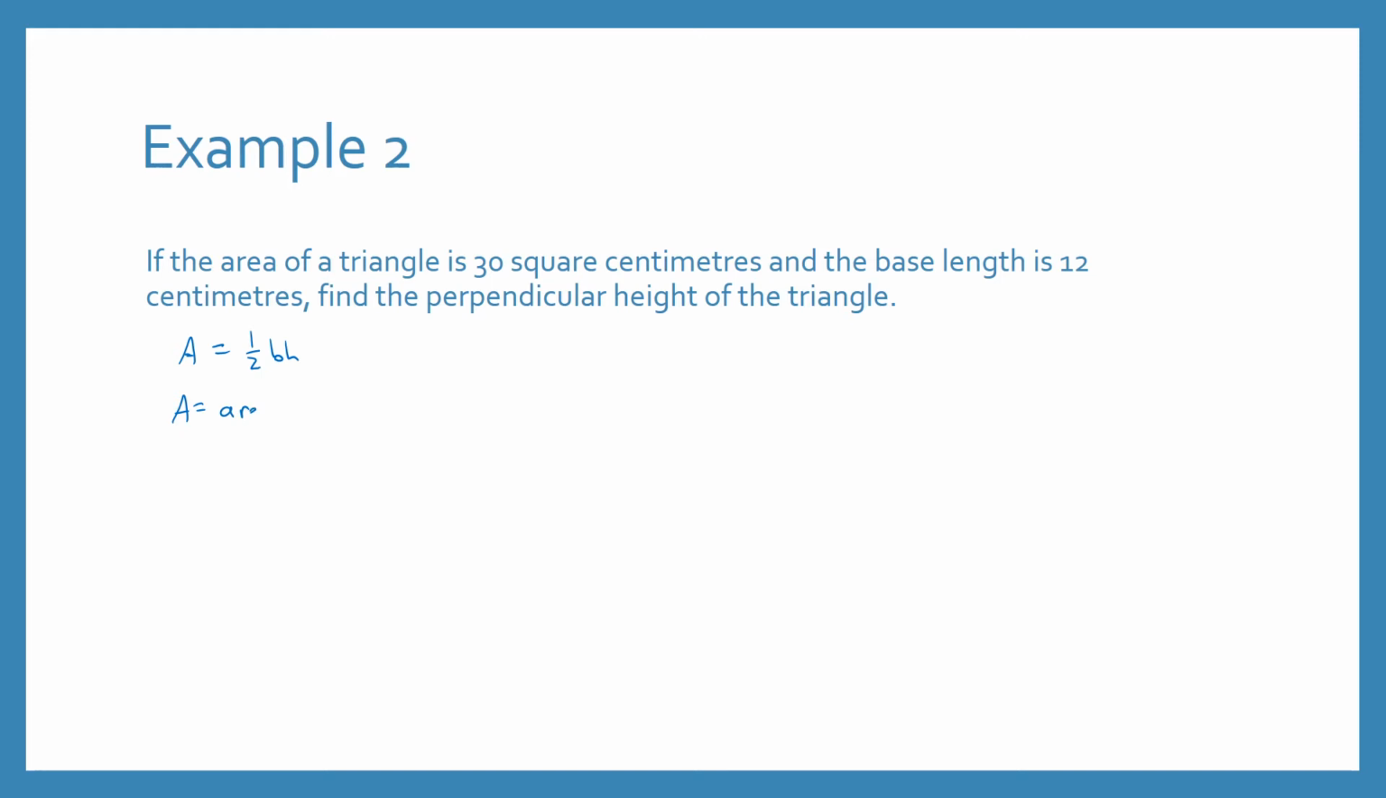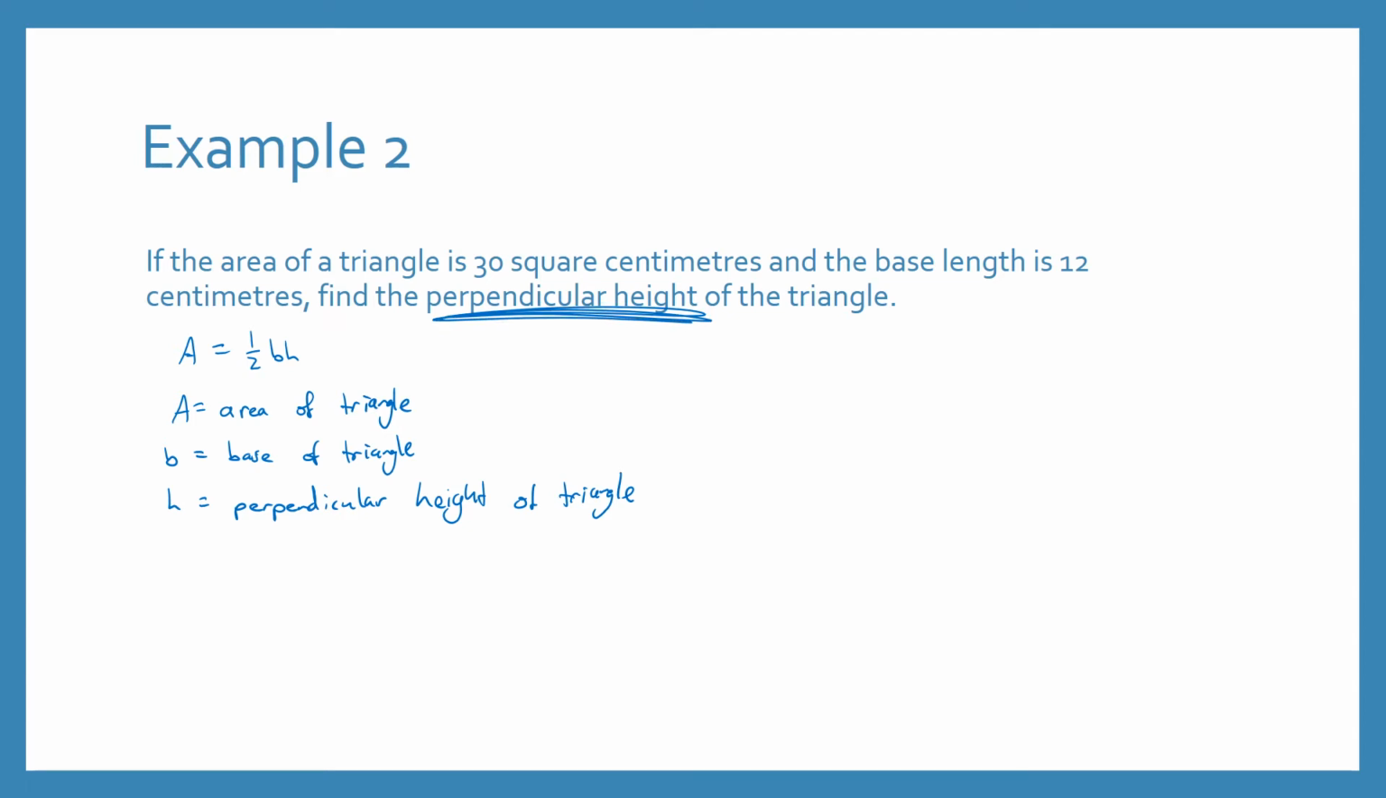So we could write A is the area of a triangle, B is going to be the base of the triangle, and H is going to be the perpendicular height of a triangle. Okay, so now we can go in. We are looking for the perpendicular height of our triangle. So we can either substitute our values in here straight away, or we could use our knowledge of solving equations to make h the subject of our equation. But let's just go straight away and substitute things in.